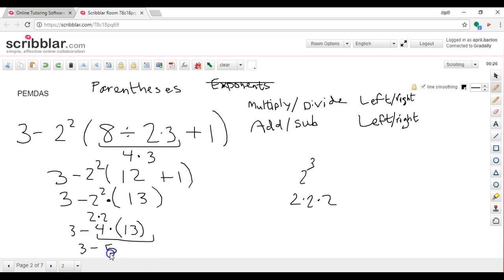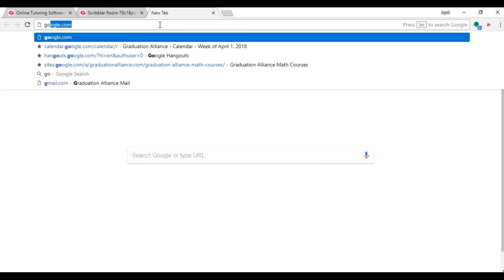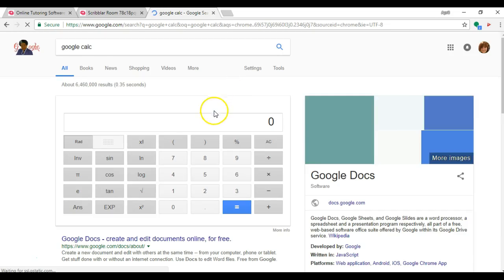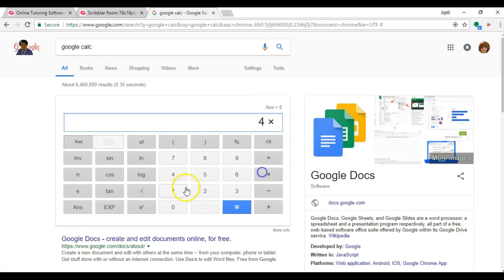52. And feel free to use a calculator. I did this in a calculator earlier. If you don't have a calculator, I just look for Google Calculator or your computer calculator. Calculators are great, super helpful. Use them.